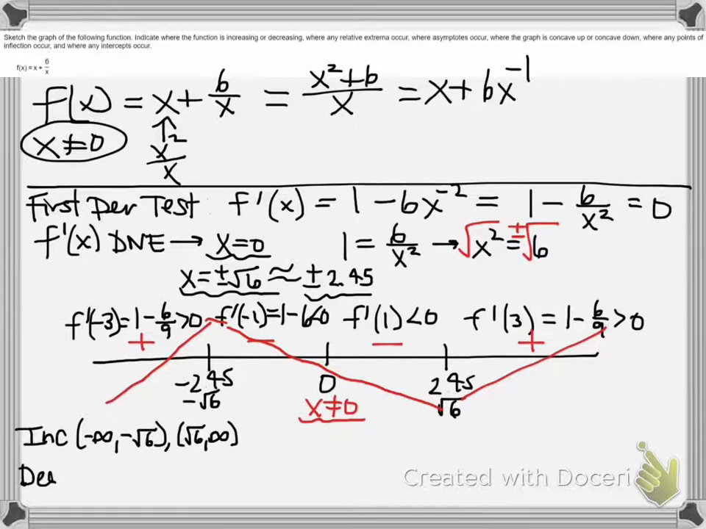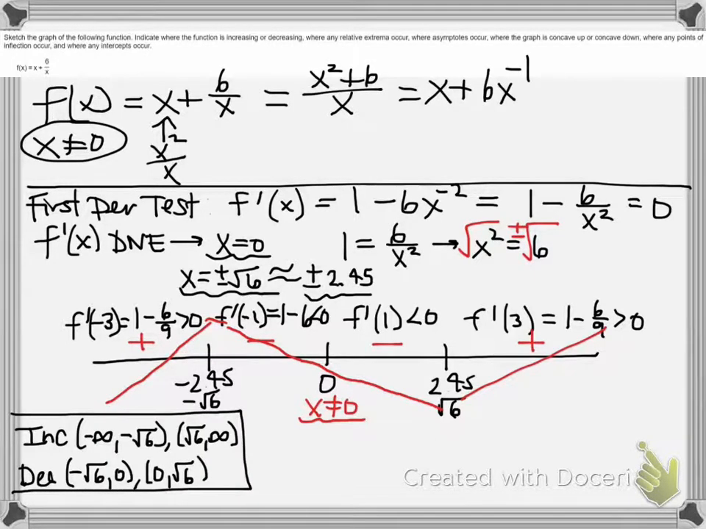Now, if the function existed at 0, I could just say it's from negative square root of 6 to positive square root of 6. But because we have that gap where x can't equal 0, I have to put negative square root of 6 to 0, and then 0 to positive square root of 6. Okay, so there's one part out of the way.